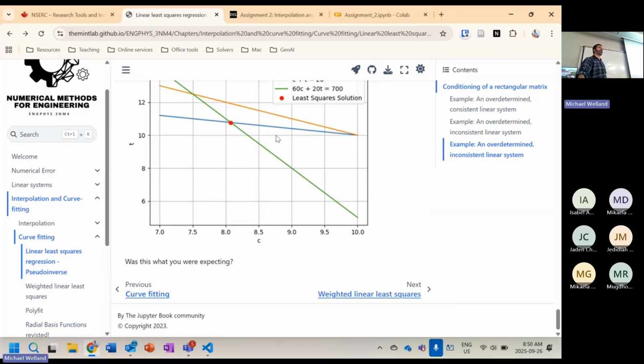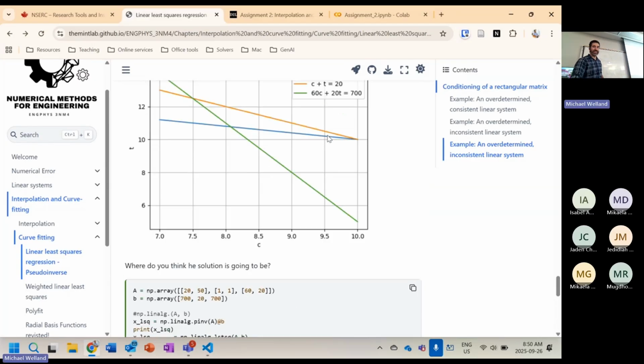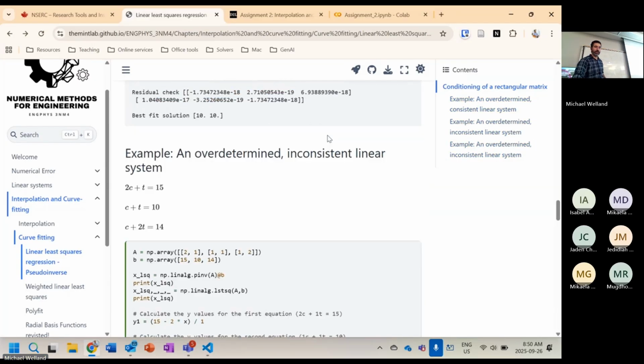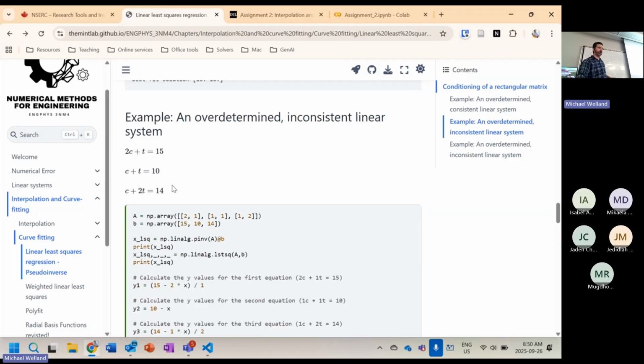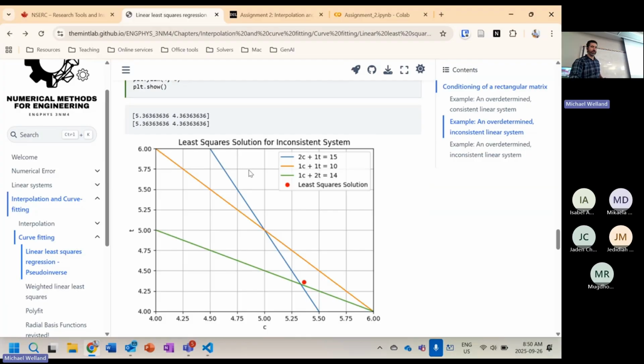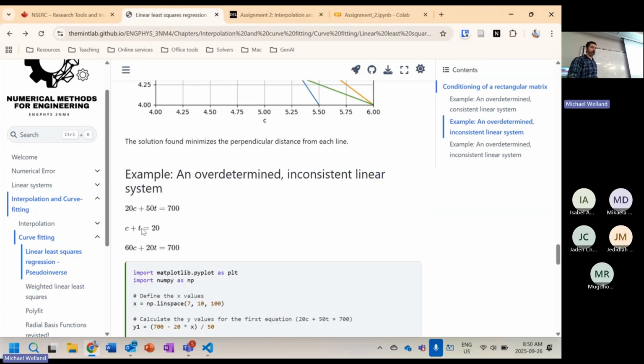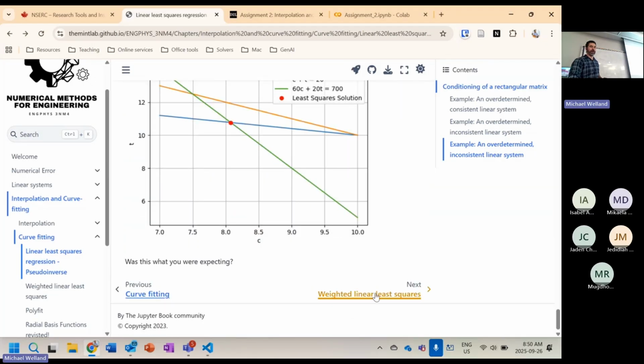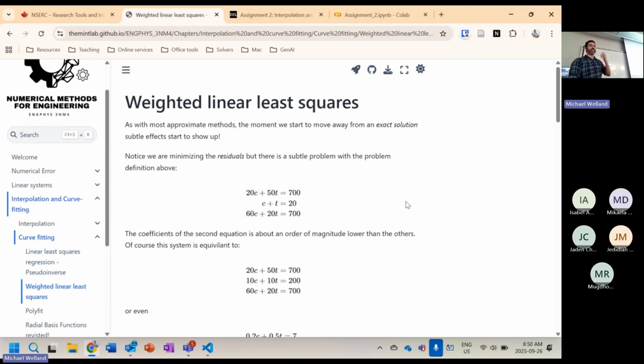Okay, so something else weird is going on here. If you were looking carefully, you might have noticed that something was weird about this one compared to the other ones. 2, 1, 1, 1, 1, 2, the coefficients. And all of a sudden here, 20, 50, 1, 1, 60, 20. This gets into the notion of weights and introduces us to weighted least squares, which is an extension of the one that you're actually going to encounter.